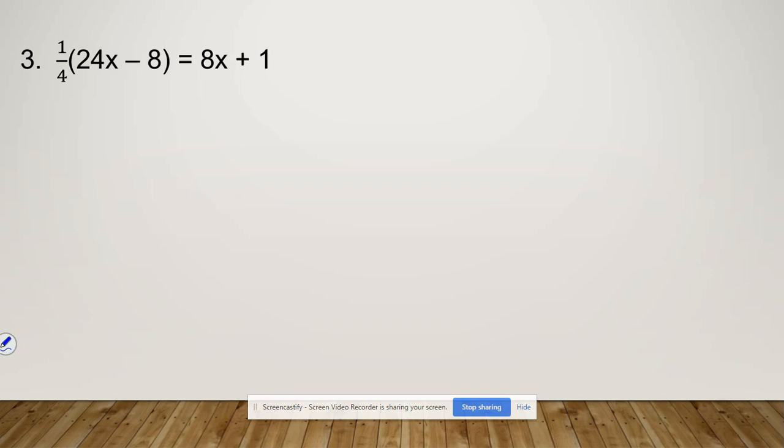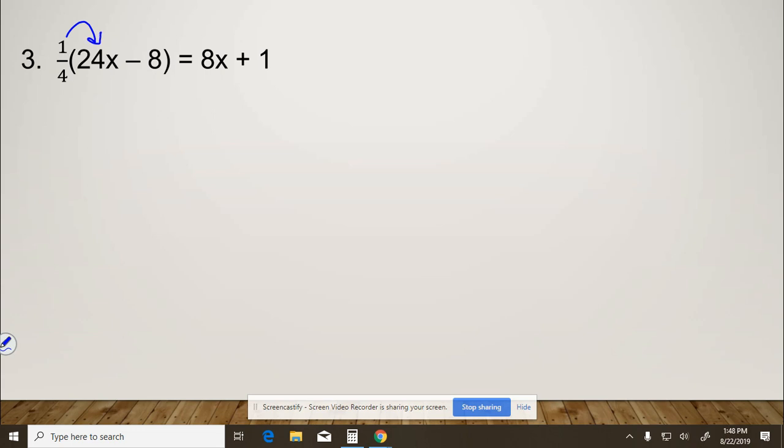Number 3, again, distributing. Let's multiply by 1/4. If I distribute the 1/4, 1/4 of 24 is 24 divided by 4, which is 6x. A fourth of negative 8 is negative 2, equals 8x plus 1. Now, by looking at this right away, you should know that this equation is going to have one solution. Why do I know that? Because the coefficients of x are not the same.